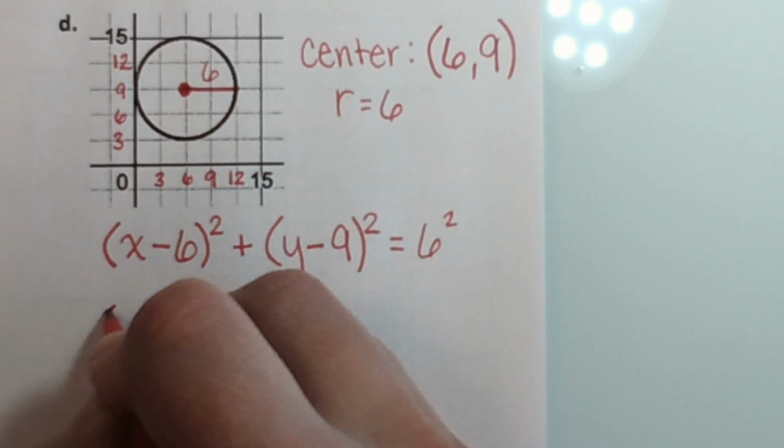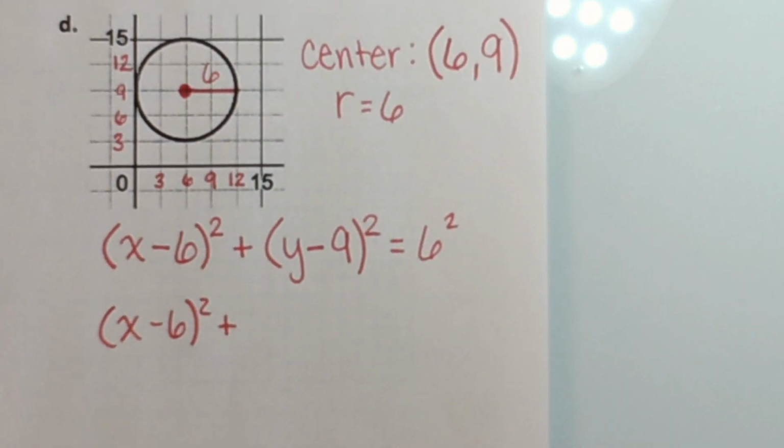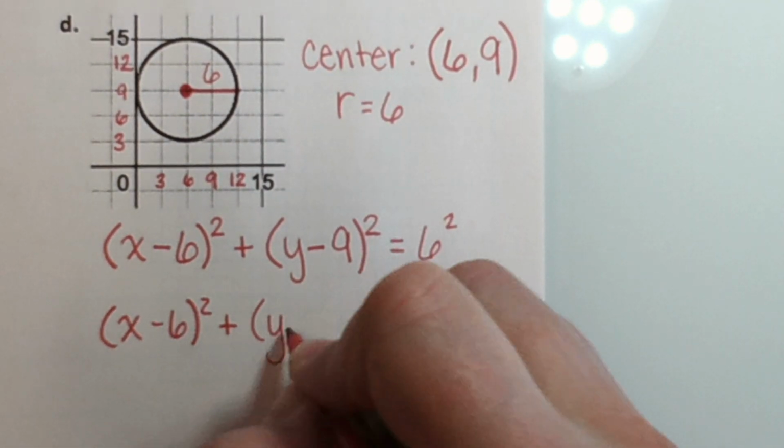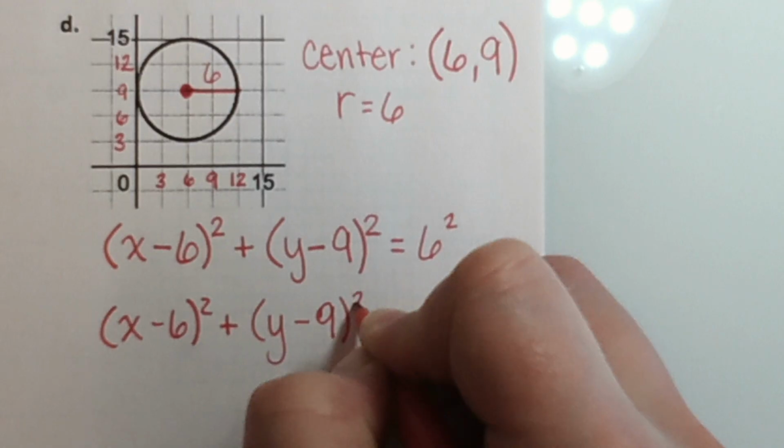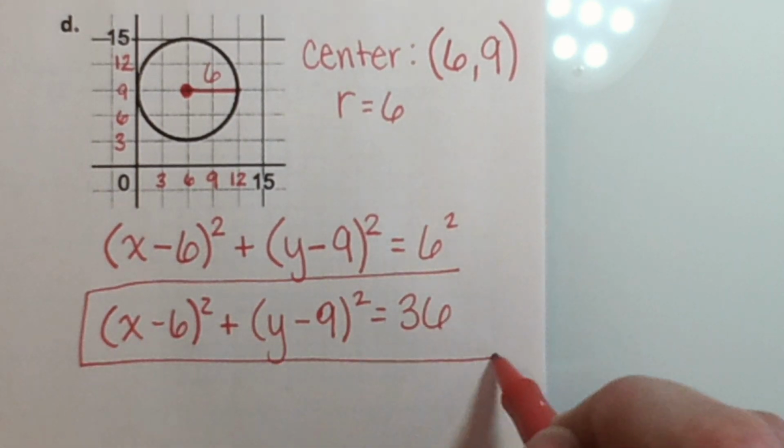Now, some of you might ask, if I recognize the minus and negative turns to a plus, or that the 6 squared is going to turn into 36, can I jump directly to that? And the answer is yes.